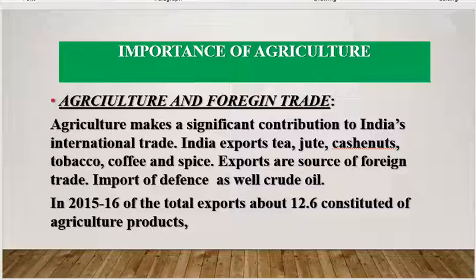Agriculture and foreign trade. Agriculture makes a significant contribution to India's international trade. India exports tea, jute, cashew nuts, tobacco, coffee, and spices. Exports are a source of foreign trade because they bring lots of foreign exchange to the Indian exchequer, which is used for imports of defense equipment as well as crude oil. In 2015-16, of the total exports, the share of agriculture was 12.6%.